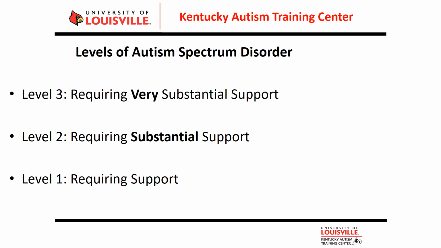We would have previously used words like Asperger's syndrome. So if you're thinking a student with Asperger's, I would say that probably falls a level 1 or maybe a level 2. Those words kind of went away when we switched over to the autism spectrum disorder.